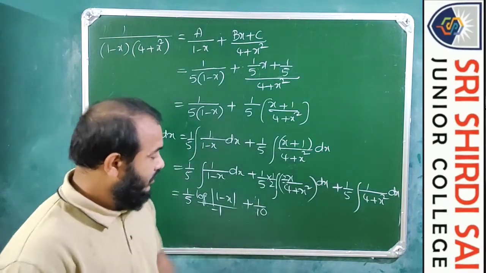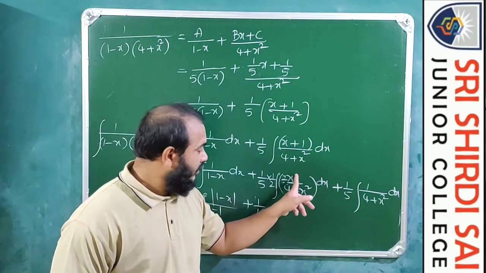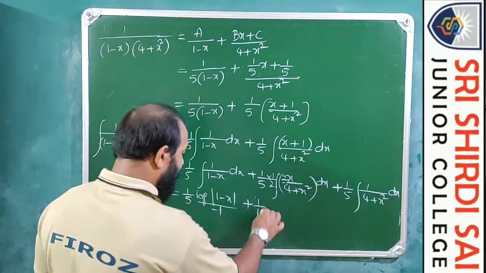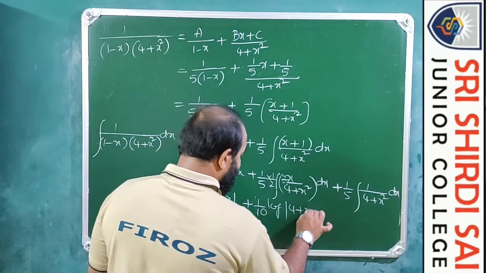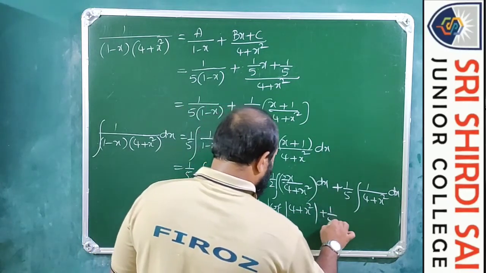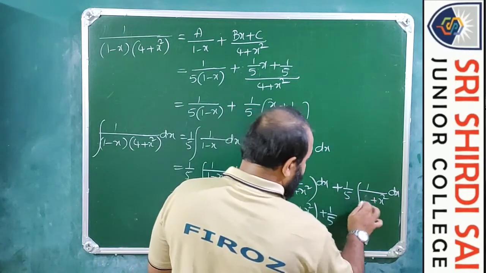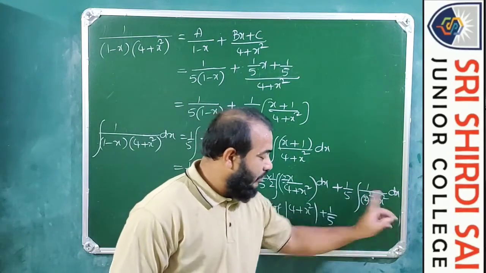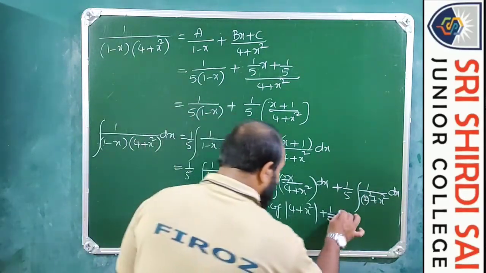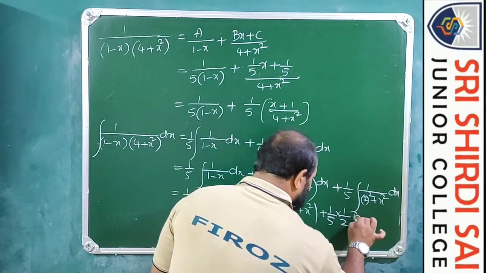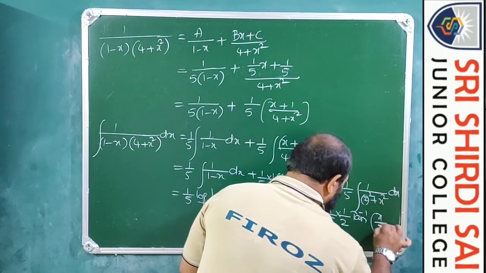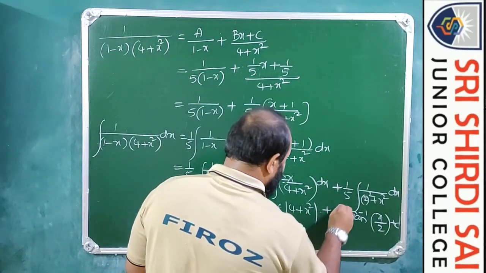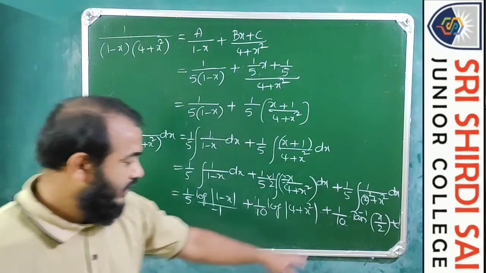Now in this form, the derivative of 4 plus x square is situated in the numerator. So this is f dash x by f of x, log mod f of x. So log modulus of 4 plus x square, plus 1 by 5. 4 plus x square can be written as 2 square plus x square. So this is of the form integral 1 by a square plus x square dx, which is 1 by a tan inverse x by a. So 1 by a is 1 by 2, tan inverse x by 2, plus constant of integration c. So 5 twos are 10, so this is 1 by 10 tan inverse x by 2.